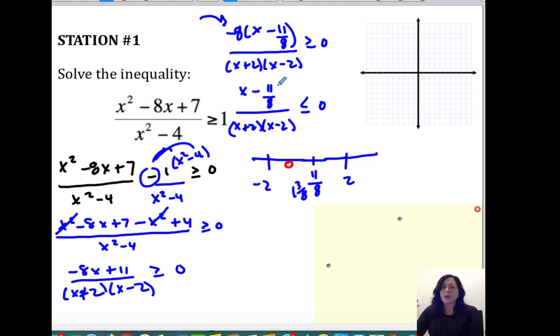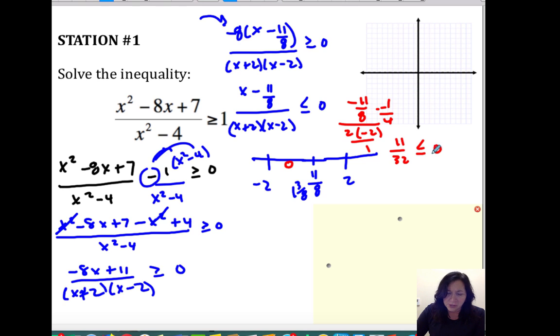And I'm going to ask myself, if I plug in 0, what am I going to get? I'm going to get 0 minus 11 eighths. So that's going to be negative 11 eighths, divided by 2 times negative 2, which is negative 4. So negative 4 over 1, which is negative 1/4, so times negative 1/4, which basically means it's positive 11 over 32. Is this number less than or equal to 0? The answer is no. So if it's not less than 0, that means it's greater than 0. Then this is going to go all through there like that.